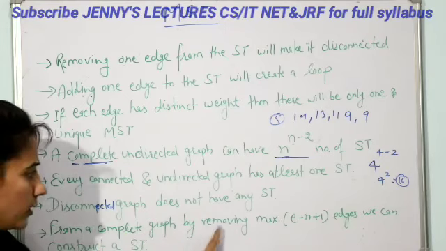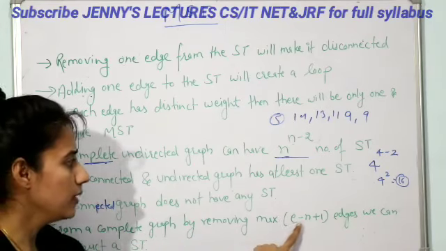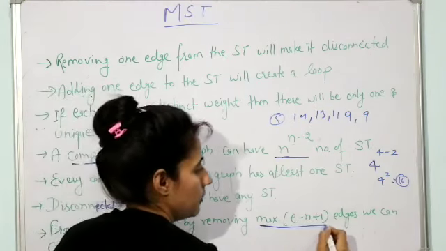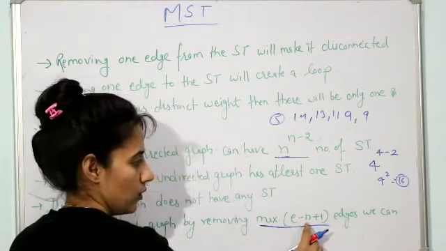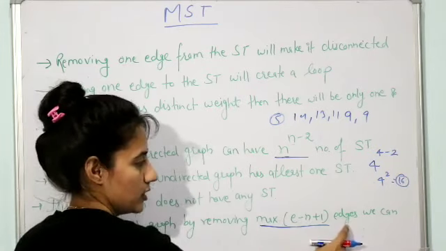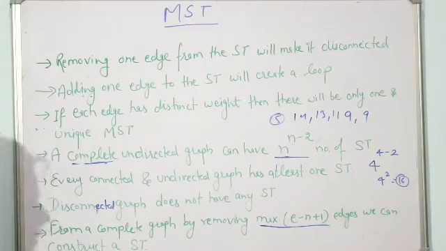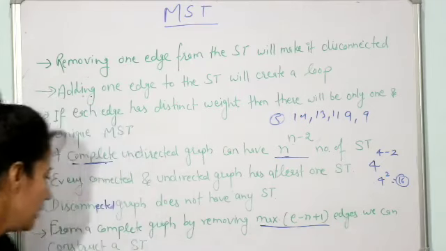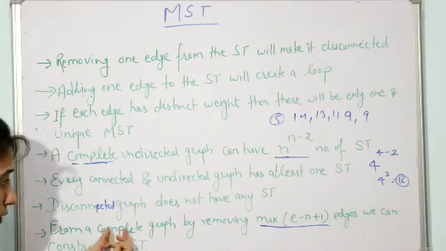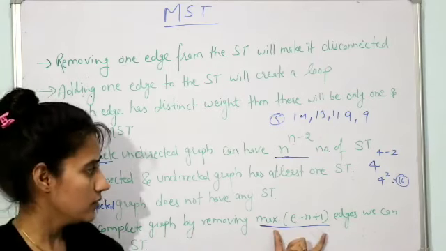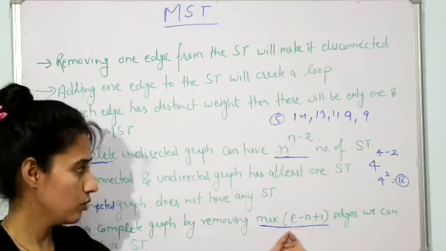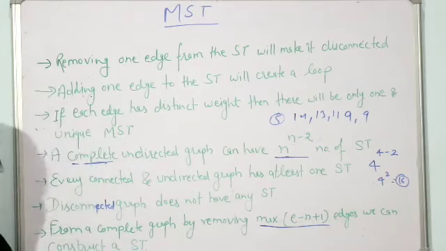If you remove at most e minus n plus 1 edges, where e is the number of edges and n is the number of vertices of that graph, by removing this number of edges we can construct a spanning tree. From a complete graph, how many edges can be removed at most? e minus n plus 1, and by removing these edges you can construct a spanning tree.